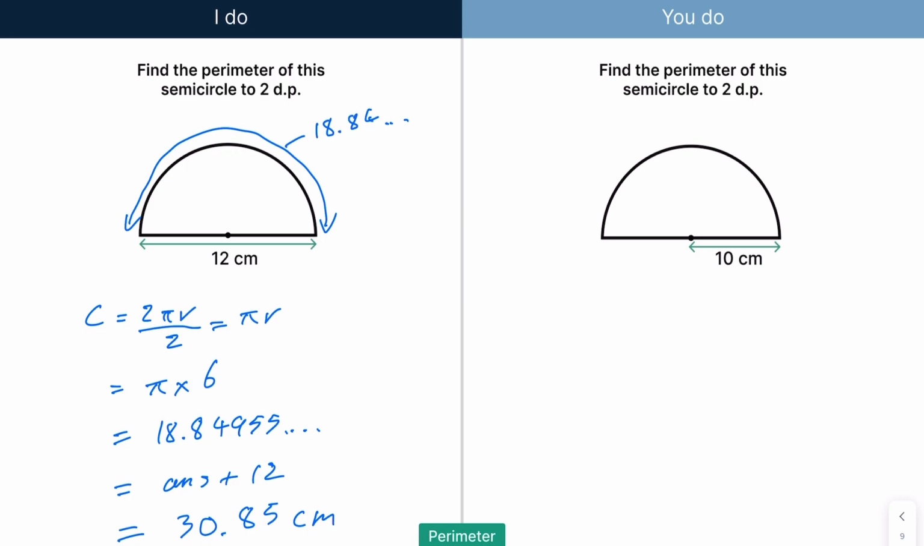And again, hopefully you've pressed pause and had a go at the example on the right. So the circumference here is 2 pi r. Because it's a semicircle, we're going to half it, so that becomes pi r. So pi times the radius here is 10. So that's just going to be 10 pi. We can leave that as 10 pi in fact here.